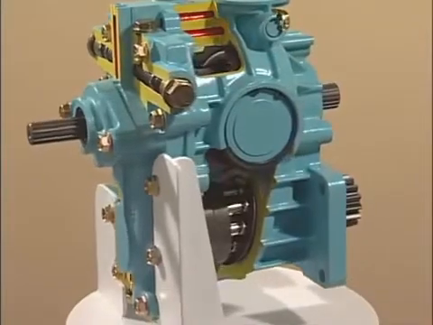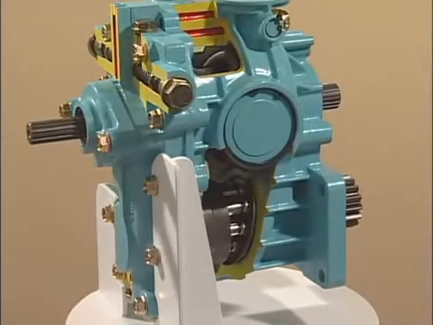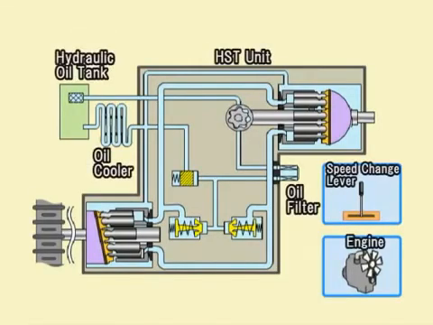Finally, let's see how hydraulic oil flows inside the HST. The main components for operating the HST are the hydraulic oil tank, the HST unit itself, the oil filter, and the oil cooler, as well as external parts such as the engine and speed change lever.